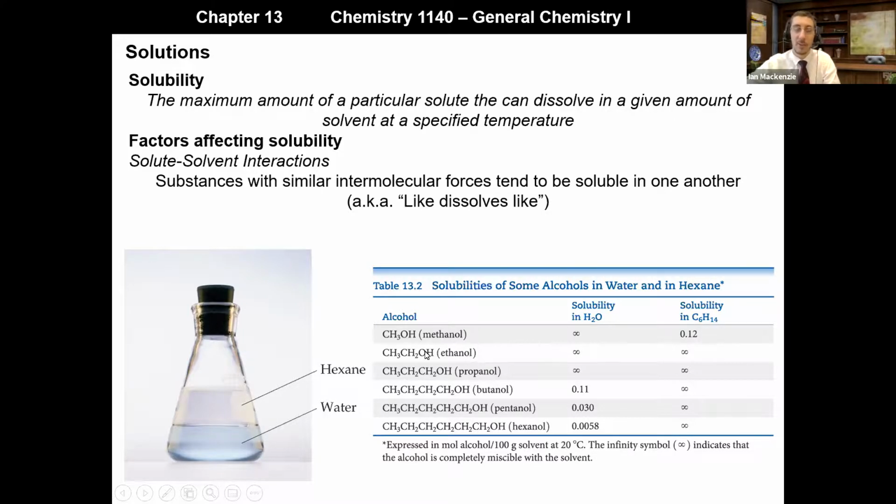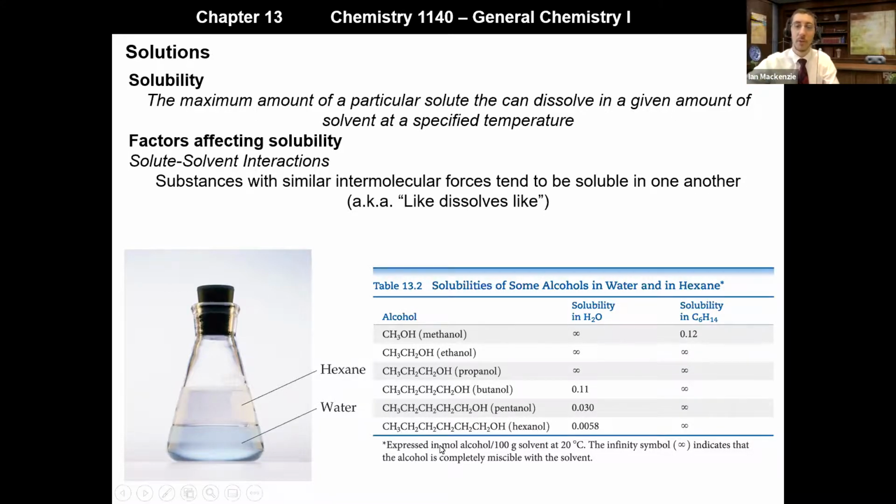As we extend the carbon chain, essentially what we're doing is we're just extending the non-polar region of the molecule. Carbon and hydrogen bonds are non-polar, so as we increase that chain length, we're just getting a longer and longer non-polar part of the molecule. And so as that increases, eventually we get to hexanol, which has a long non-polar region and only one region where hydrogen bonding is capable.